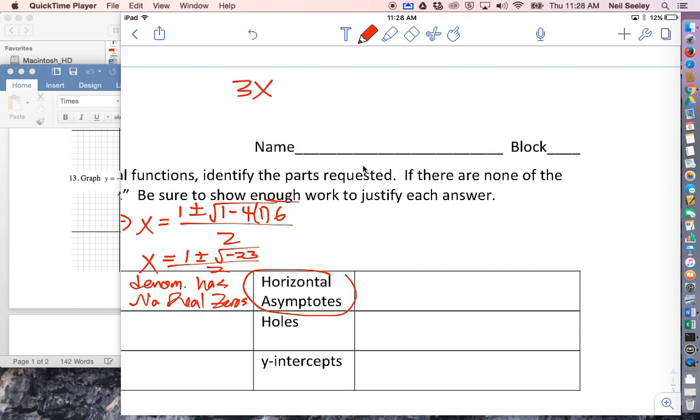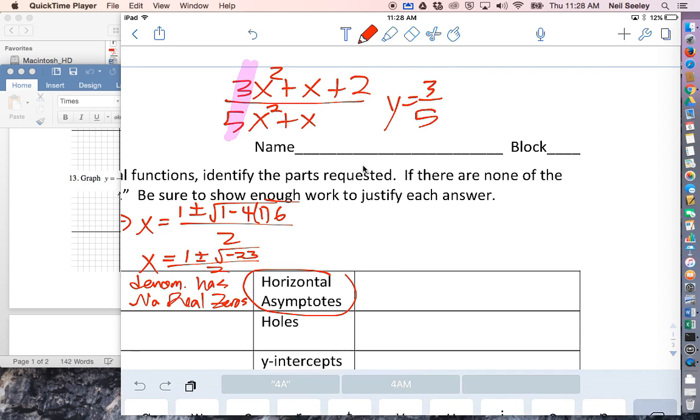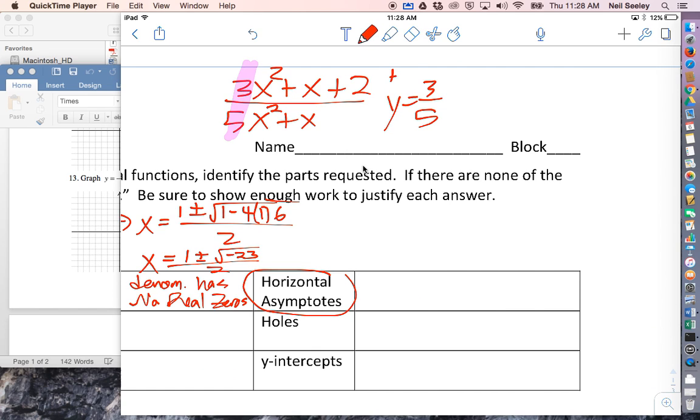It's all about rational functions. So it's 3x squared plus x plus 2, and then the denominator, if it has the same degree, the same highest power, no matter what it looks like, you do the ratio of the lead coefficients for your horizontal asymptote. In that case it's 3/5. So y equals 3/5 is my horizontal asymptote, my HA, so to speak.